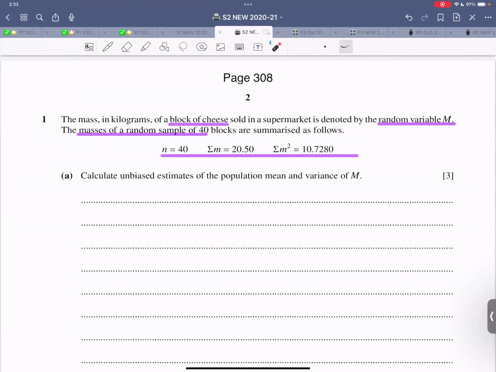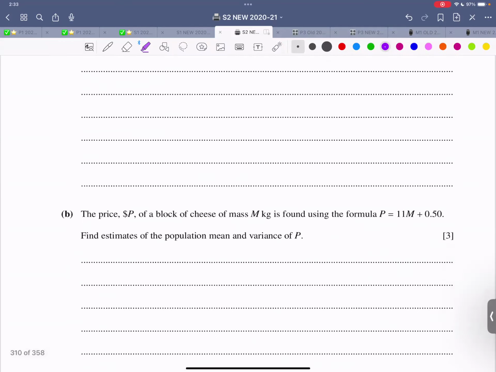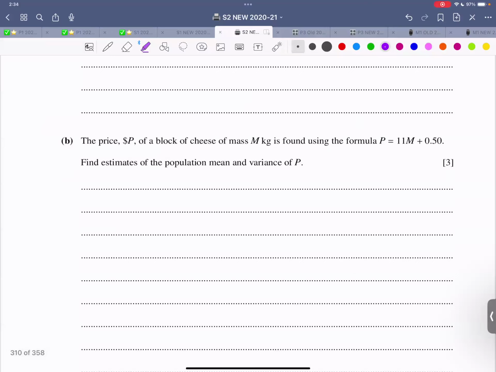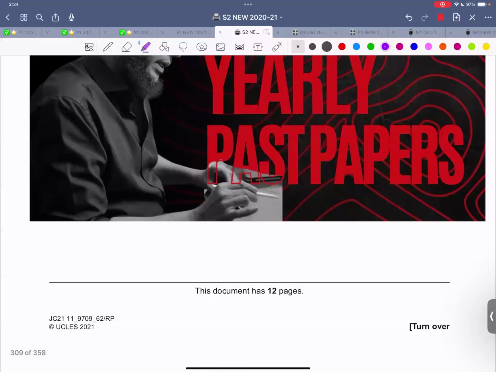They always give n, sigma m, sigma m square in a normal question. The first part: calculate unbiased estimates of the population mean and variance. Second part: the price P of a block of cheese of mass m is found using this formula. That's how the two variables are connected. Find estimates of the population mean and variance of P. So this is the first question.